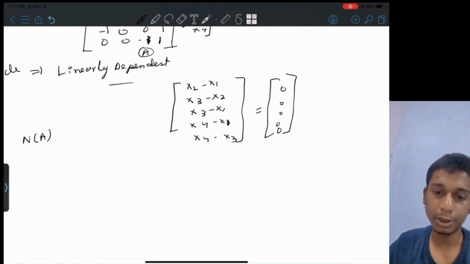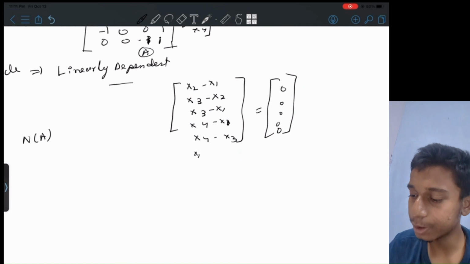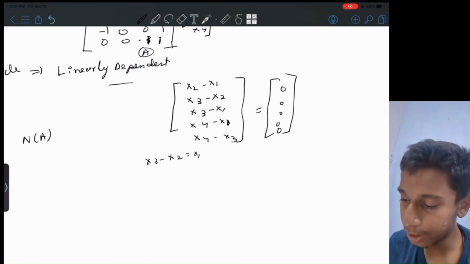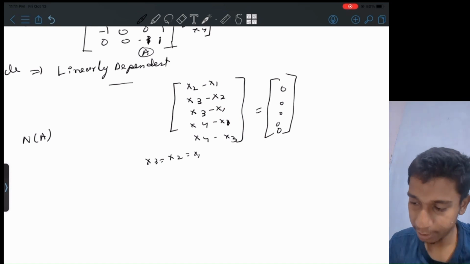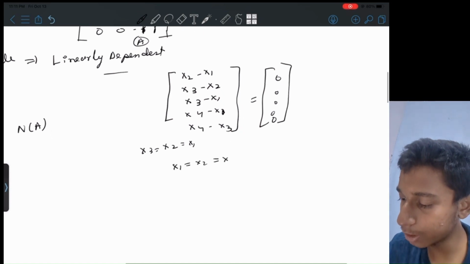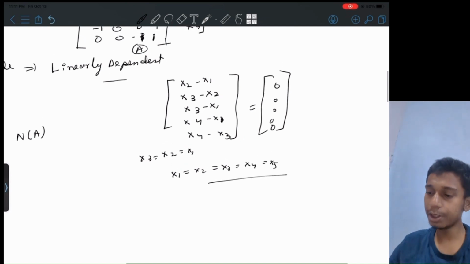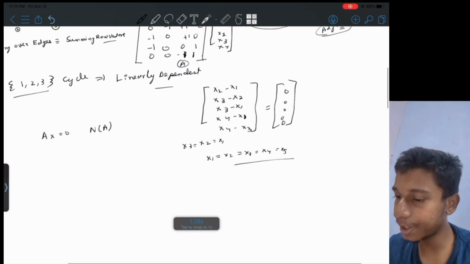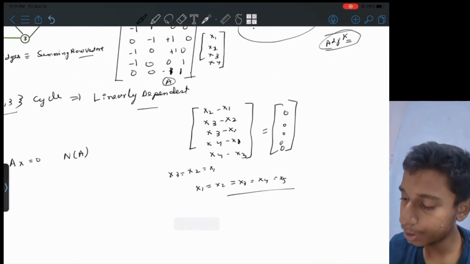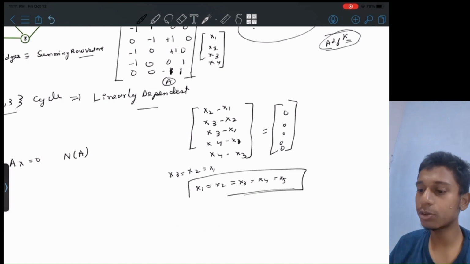Now substituting any one variable, suppose x1, I get x2 equals x1 from the first equation, and similarly x3 equals x2, and moving over all the equations, I get x1 equals x2 equals x3 equals x4 equals x5. This indicates straight away that all the values being the same is a solution to it.